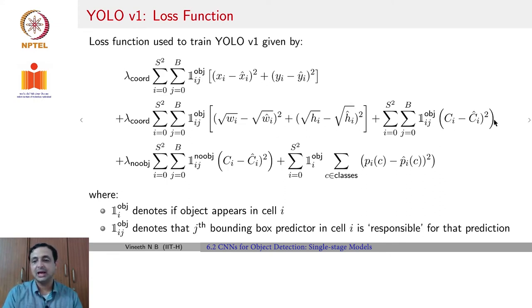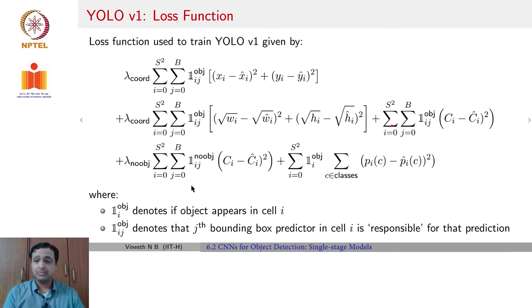And the C and C_i hat are the confidence values. So you also try to ensure that if the confidence is low with respect to what the confidence should have been, which should have been 1 if an object was there, that is minimized. And all these summations, as you can see, are done across all of your grid cells and across all of the bounding boxes predicted by each of these grid cells.